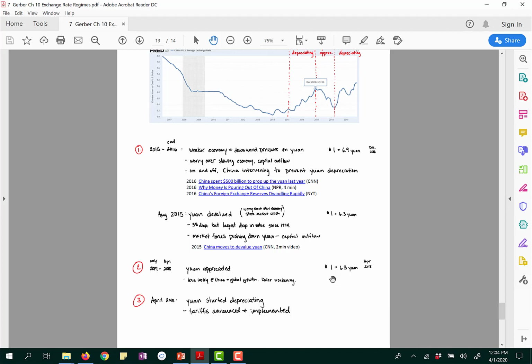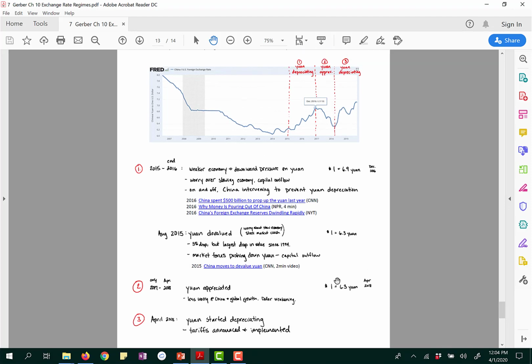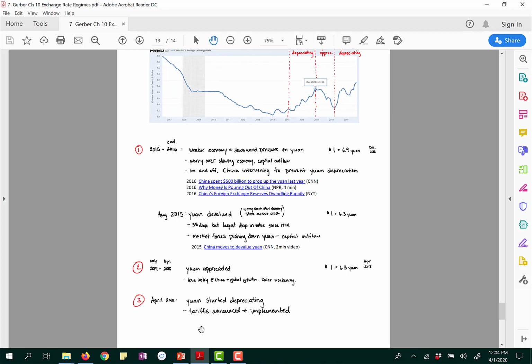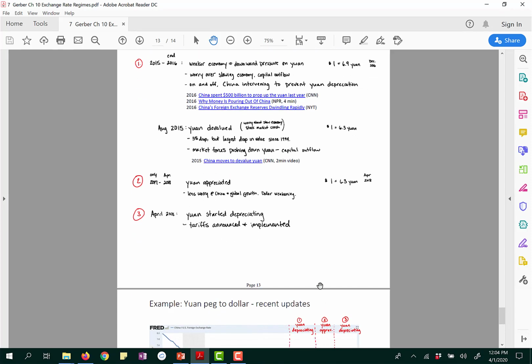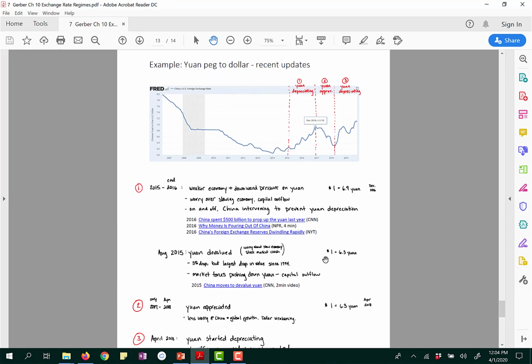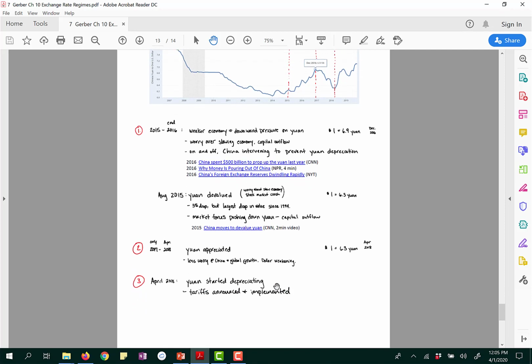So the yuan was appreciating during this time frame up until April 2018. And then something happened in April 2018. The tariffs were announced and started to be implemented soon after. So the tariffs generated more concern about the future of the Chinese economy, because if you're going to get into a trade war with the biggest economy on the planet, that tends to make people be concerned about Chinese economic growth.